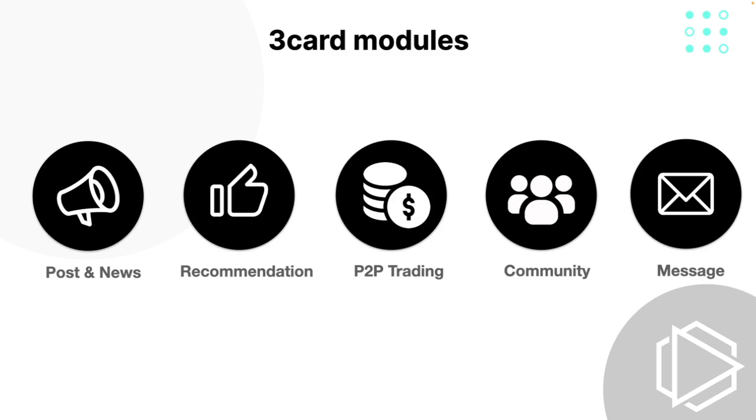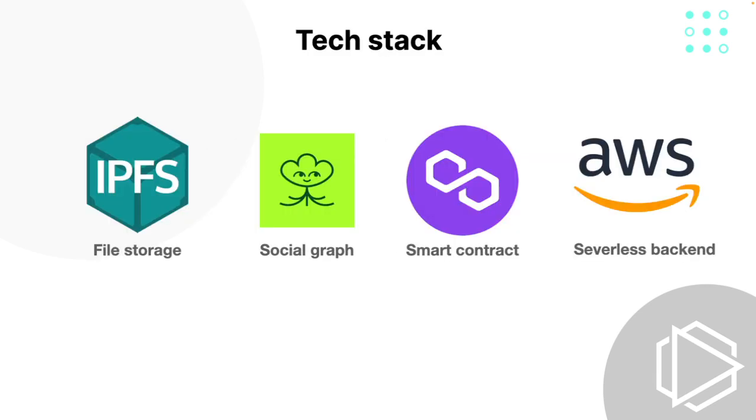And the fourth is the community module. We allow users to create a community and post in a community to interact with each other, just like Reddit. The last one is the message module. As long as the user is on Lens protocol and you know their address and handle, you can send a message to them directly.